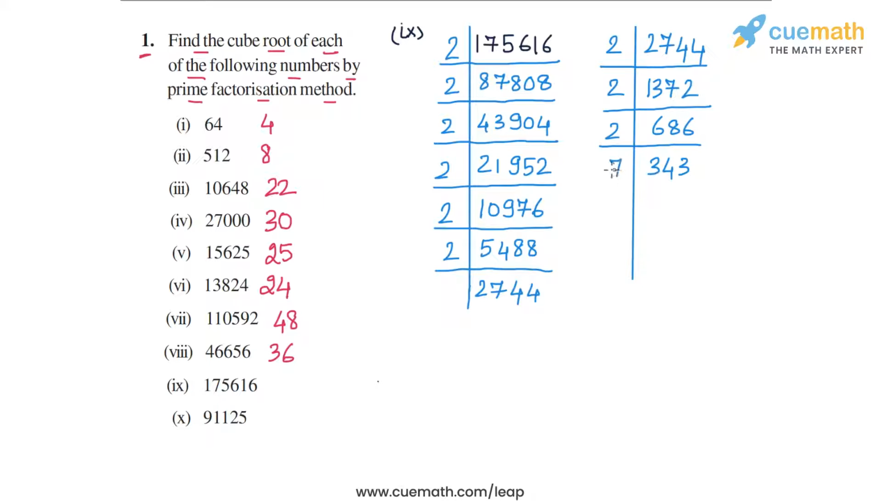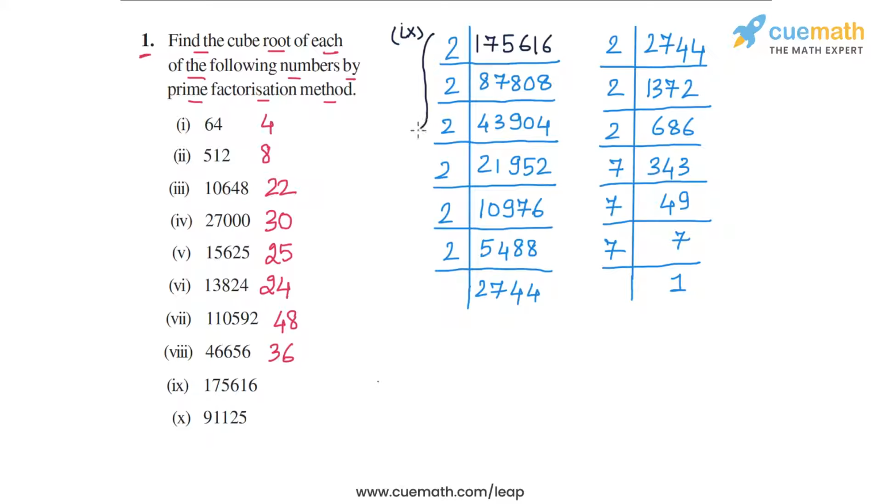So we can take out a 7, and that will give us 49, and then we can take out a 7 again, and that will give us 7, and then we take out the final 7, and this gives us 1. So this completes the prime factorization process of this number. And let's see how many repetitions of 2 and 7 we get.